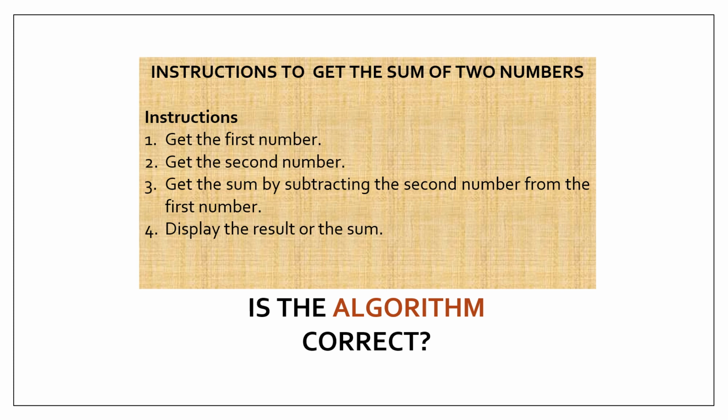Now, another figure is shown on your screen right now, and I need you to observe if the given instructions are correct. Again, the task in this case is to get the sum of two numbers. Looking at the given instructions, you will automatically spot that the third instruction is incorrect. The task again is to get the sum of two numbers, but the third instruction is telling us to subtract the two numbers. Of course, that is incorrect, and so we say that this algorithm is incorrect.